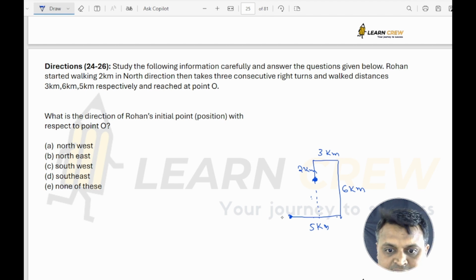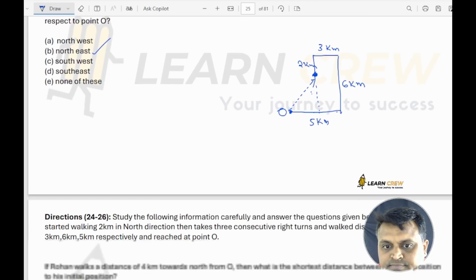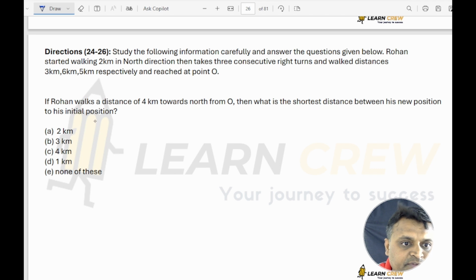Finally he reached point O. So his initial position is in the northeast direction. Now second, if Rohan walks a distance of 4 kilometers towards north from O, what is the shortest distance between his new position and his initial position?